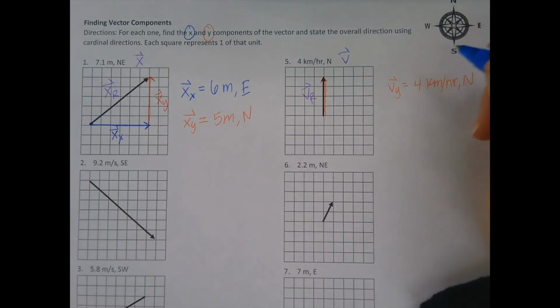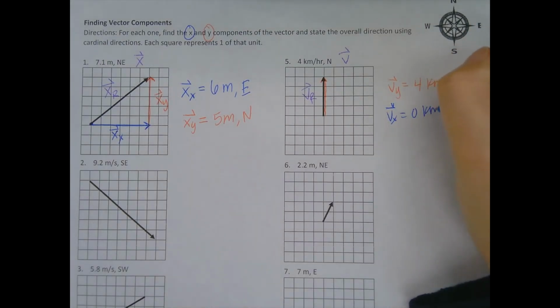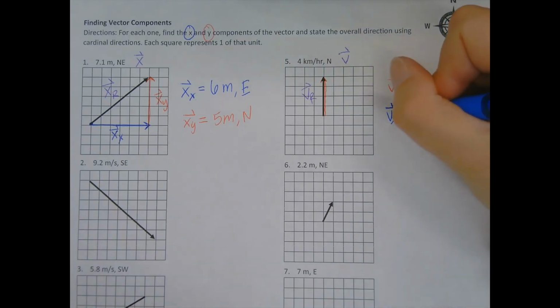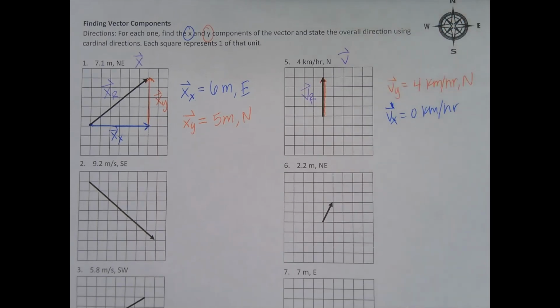Is there an x component? Nope. So I'm going to say, well, my velocity then in my x direction is 0. Okay. That's an arrow, sorry. So that's how we're going to look at the resultant vector and then break them down into the components with the correct notation.